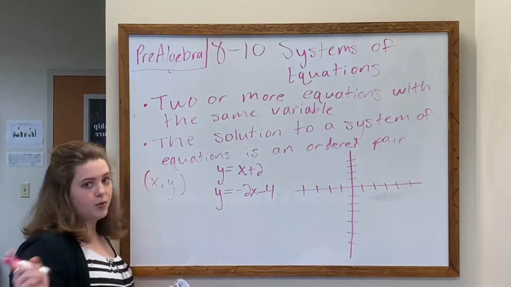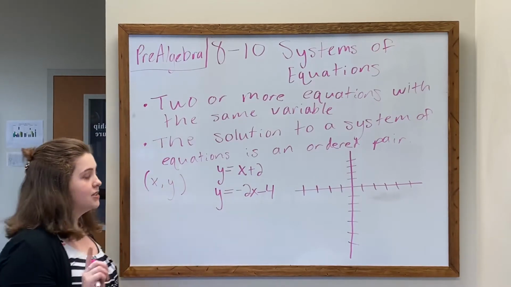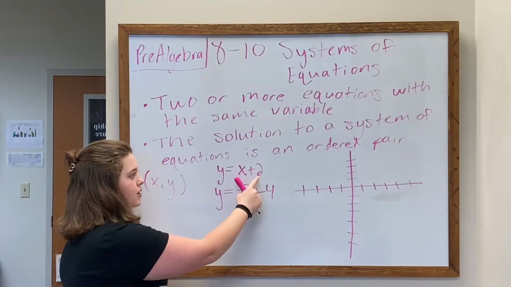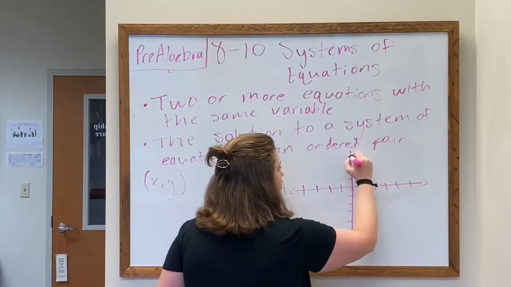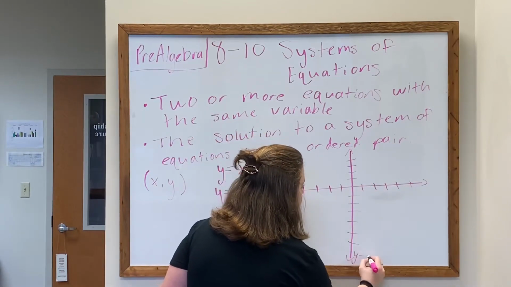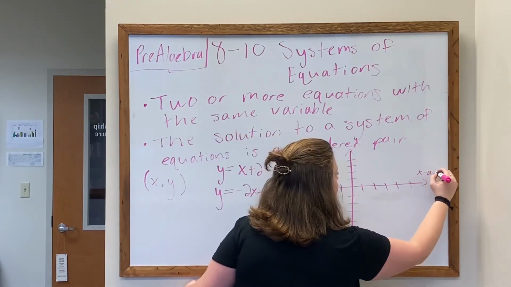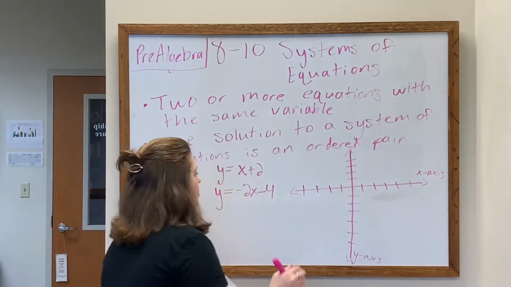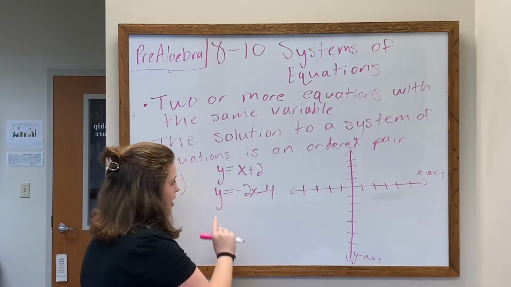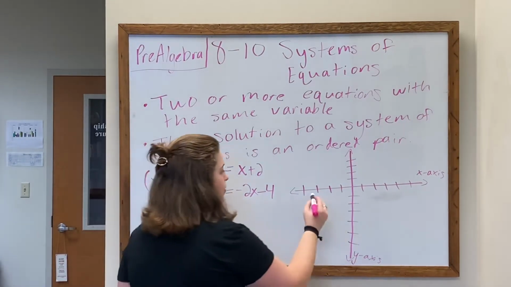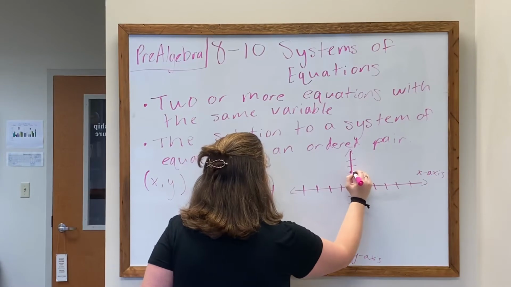Okay, let's look at this first equation and figure out how to graph it. The first thing we need to do is look for the y-intercept. Now the y-intercept in this equation is 2. So I'm going to come over here to my graph. Remember, the y-axis is the one that goes up and down, and the x-axis is the one that goes side to side. Now I'm going to take my y-intercept. My y-intercept, you should know, is where x equals 0. So we're not going to go out any because x is 0. I'm just going to count up 2 spaces.